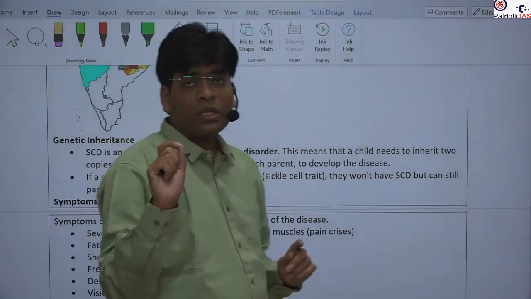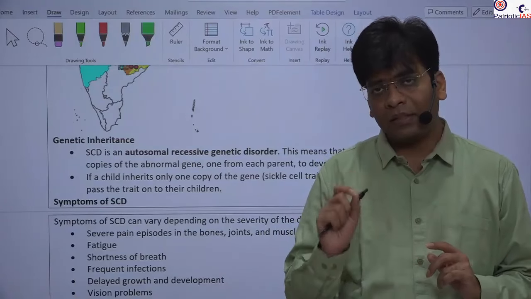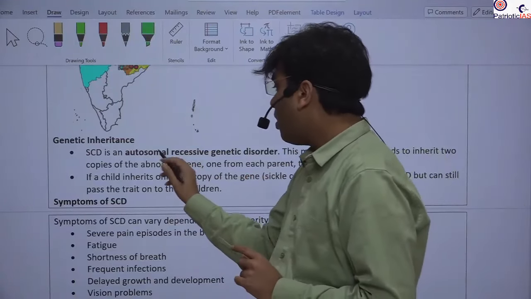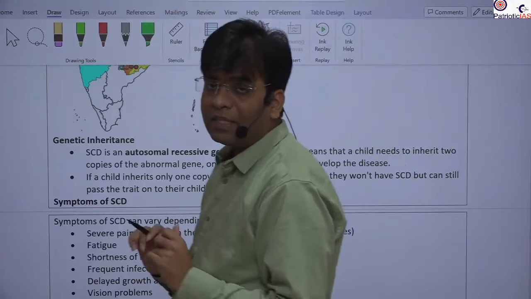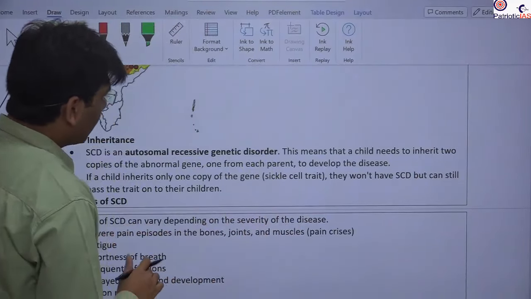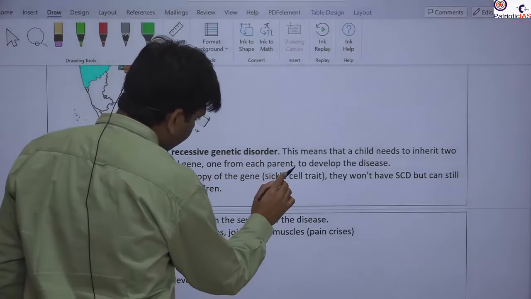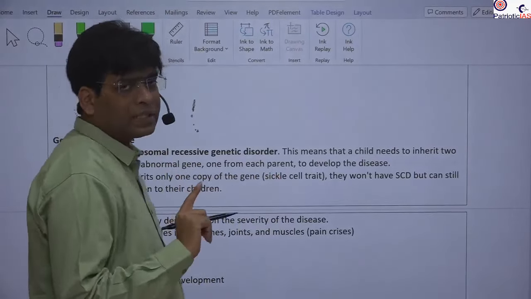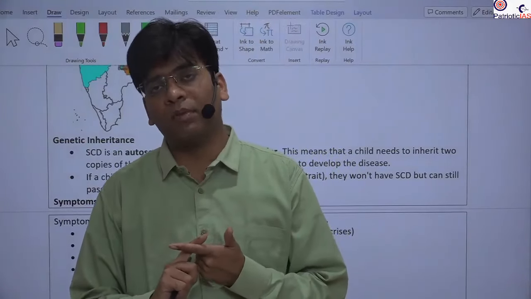inheritance. It means it comes from your mother and your father, and this is a type of autosomal recessive genetic disorder. It means that the gene should come from both of the parents. One gene is coming from the mother and one gene is coming from the father. So it should be from both of the parents.